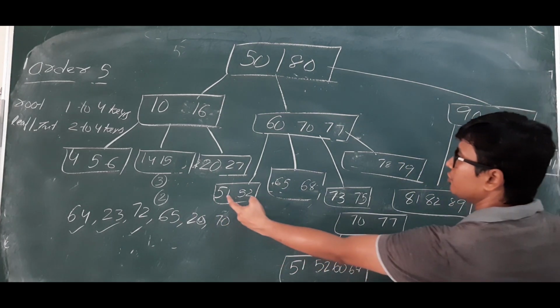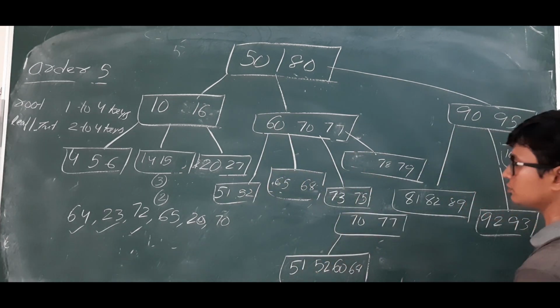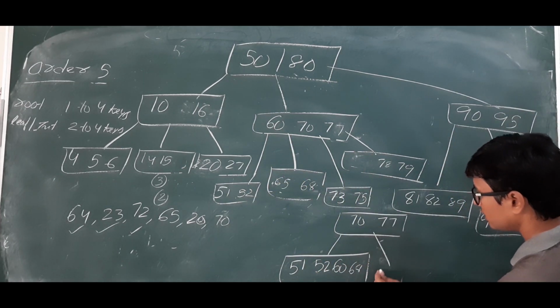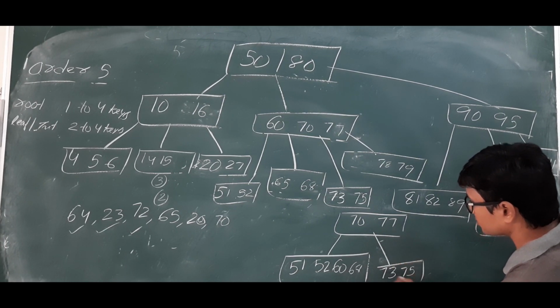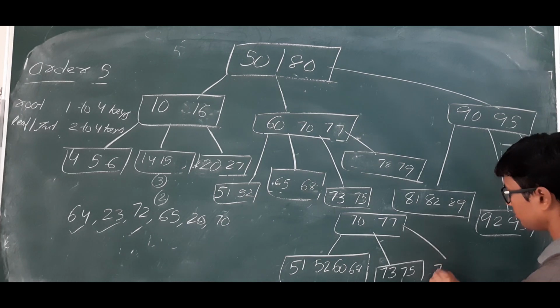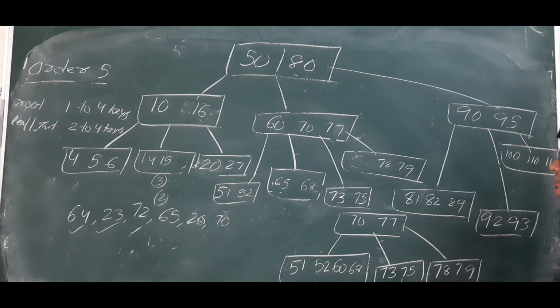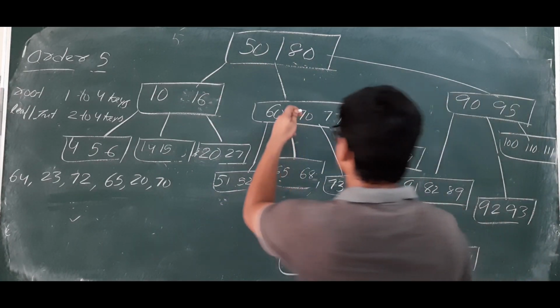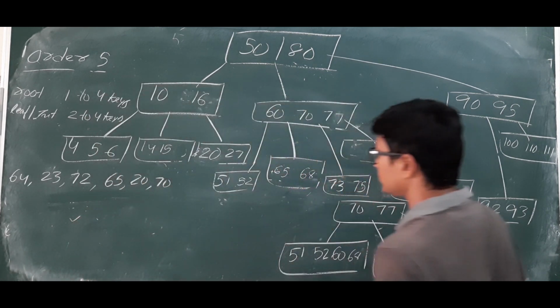So that's why you have 51, 52, 60 and 68, which will come to the left hand side, and on the right side you will have 73 and 75, and 78, 79 will be there here. Is it clear? This is one scenario. The scenario is that you can merge these two with the parent node. So we will write that scenario.